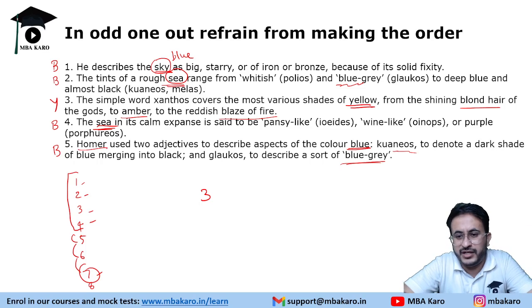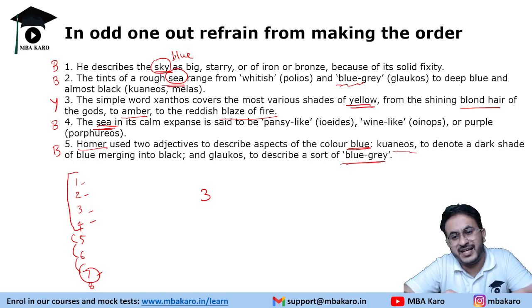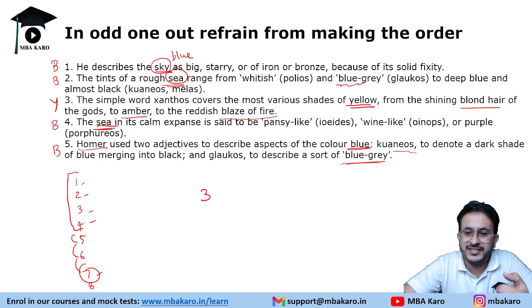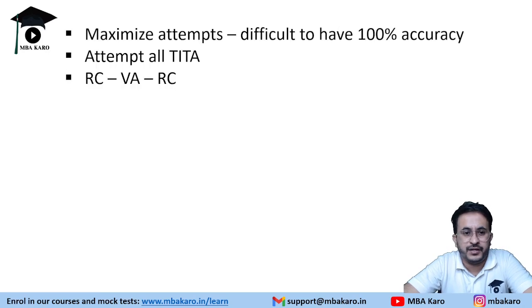So here you did not need to make an order. You do not have to make an order. What is the right order of the other four sentences? You just have to find which has a slightly different theme. So they are describing things. In four of the sentences, the things described are blue color, and one of the sentences talks about a yellow colored thing.